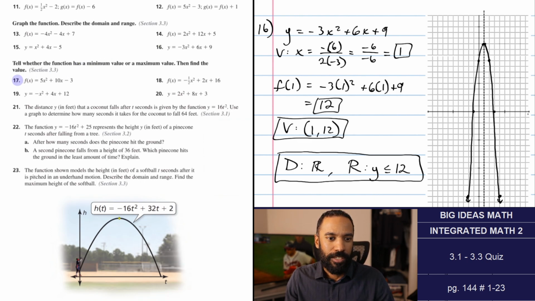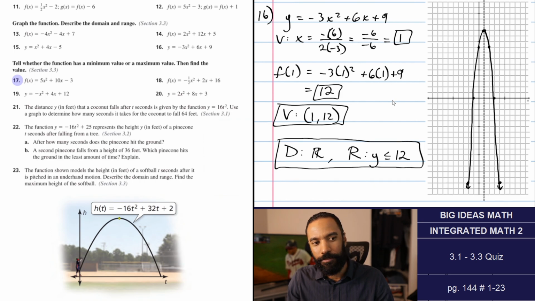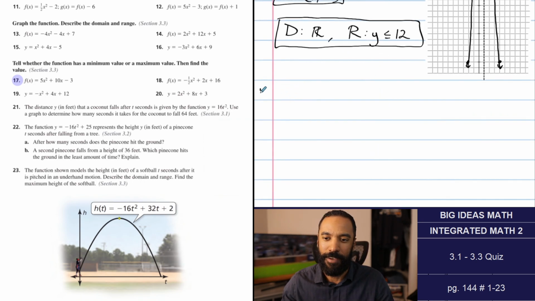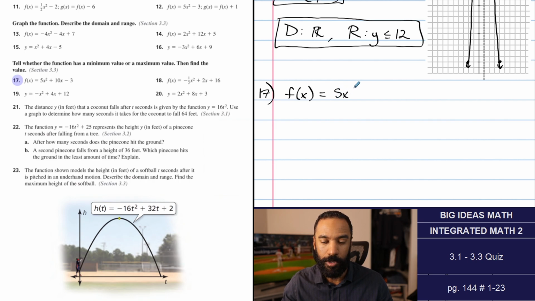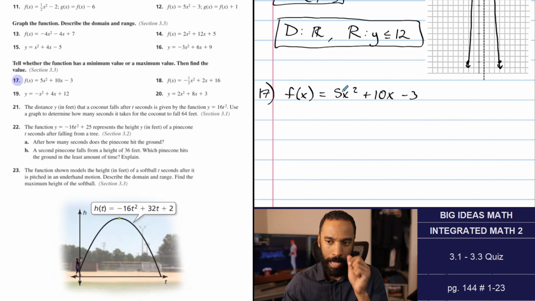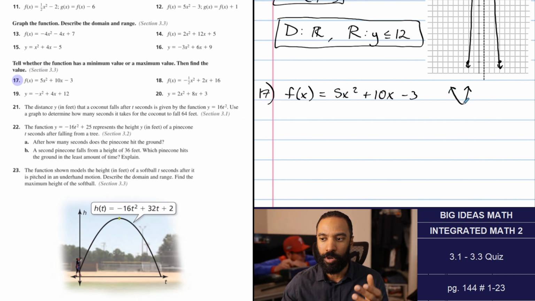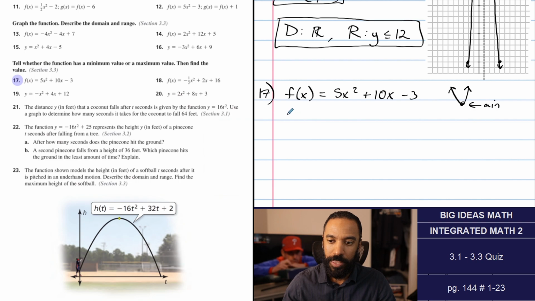Number 17 through 20. Tell whether the function has a minimum value or a maximum value. Then find the value. On these problems, we are determining whether the graph faces up. We're not going to graph it, but just determine whether the graph faces upward or downward based on the sign of A. This is positive. Therefore, the graph would face upward. Therefore, it has a minimum. A graph has a minimum when it faces upward. So there is a minimum.